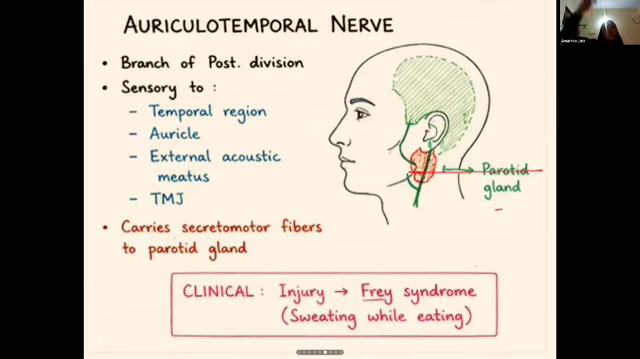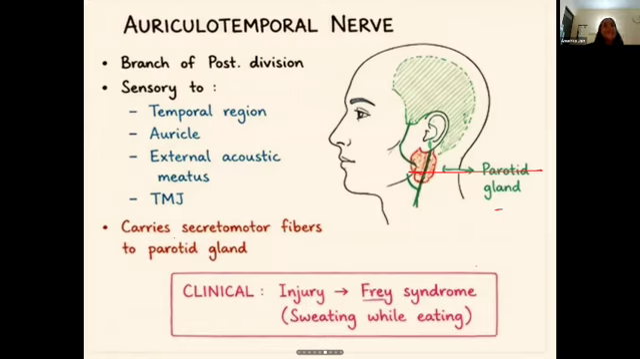Auriculotemporal nerve is a branch of the posterior division. It is sensory to the temporal region, auricle, external acoustic meatus, also your TMJ, and carries secretomotor fibers to the parotid gland. See, when we relate anatomy clinically, we understand it much better. So clinically, any injury to your auriculotemporal nerve causes Frey's syndrome, that is sweating while eating.